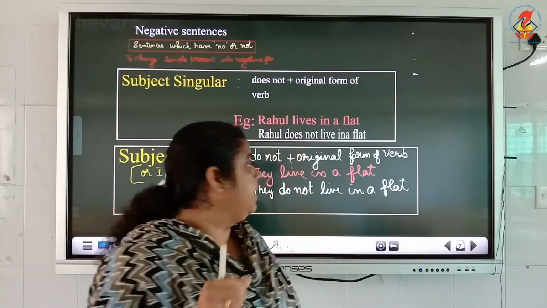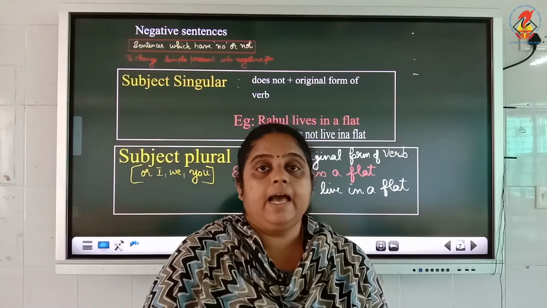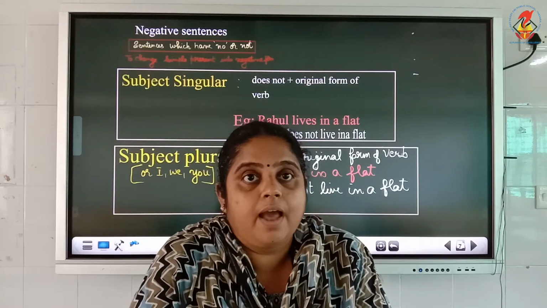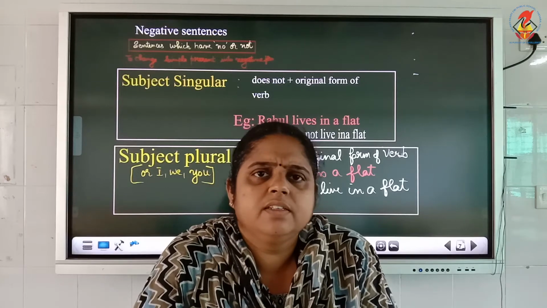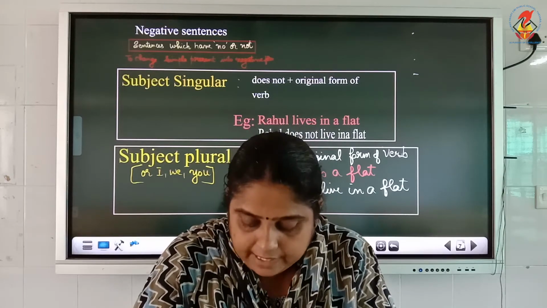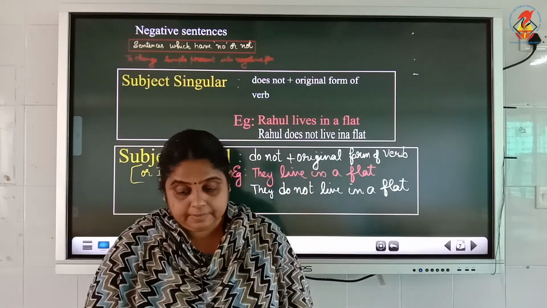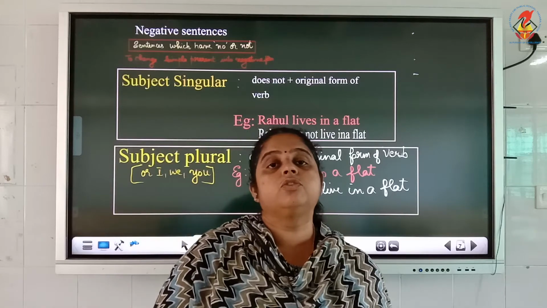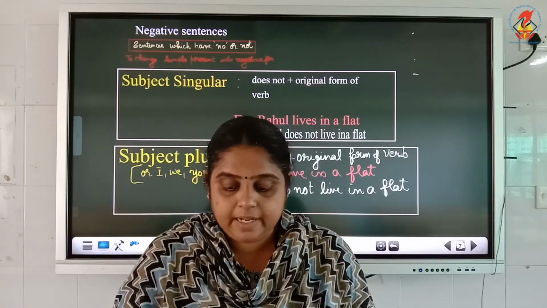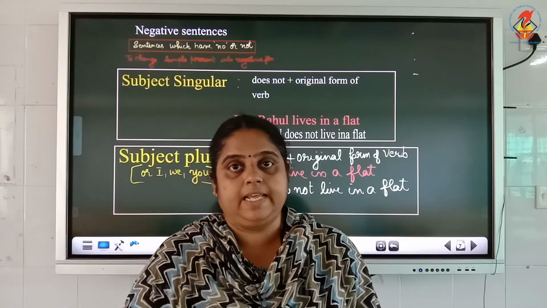For example, one example, can you say, I come to school, I come early to school. It's an ordinary sentence. There is no or not in that. If I say, I do not come to school, I do not come early to school, do not is coming there. Isn't it? Such sentences we call a negative sentence.